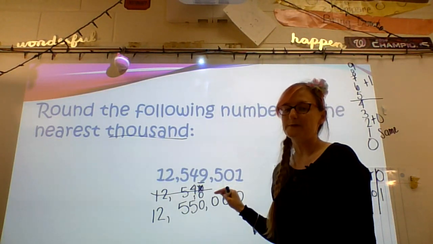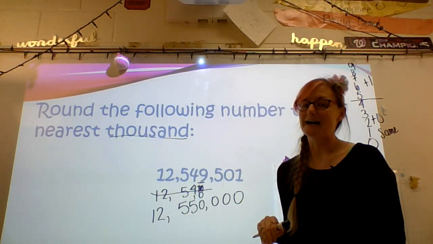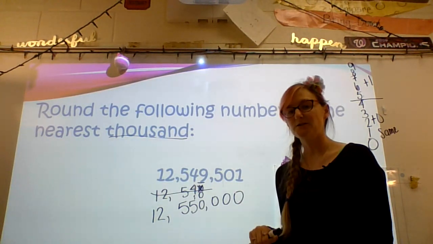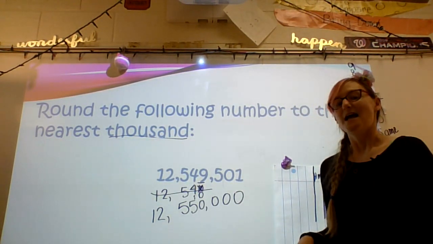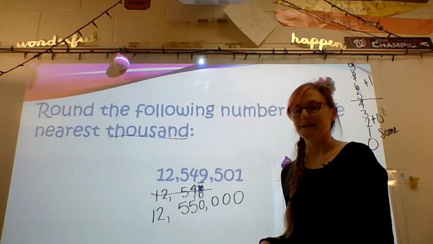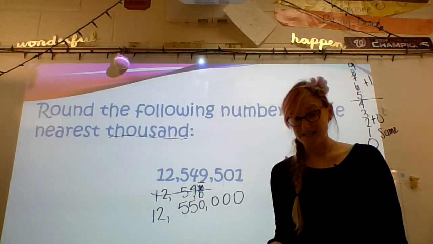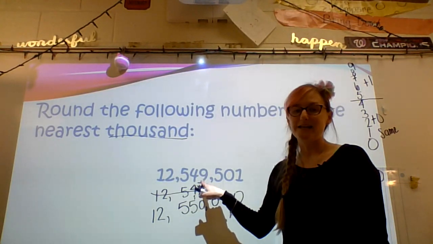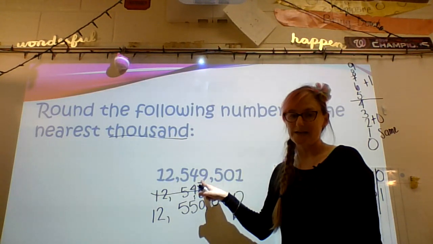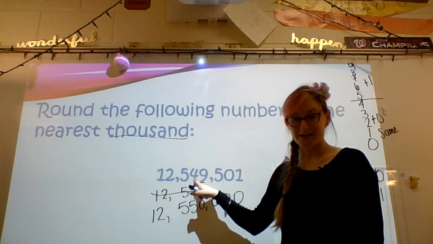So 12,549,501 rounded to the nearest thousandth place is actually going to become 12,550,000 because this 9 right here is actually going to grow into a 10, which causes our next place to grow.